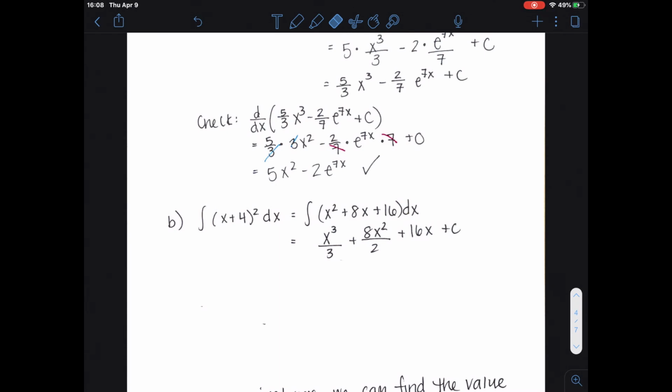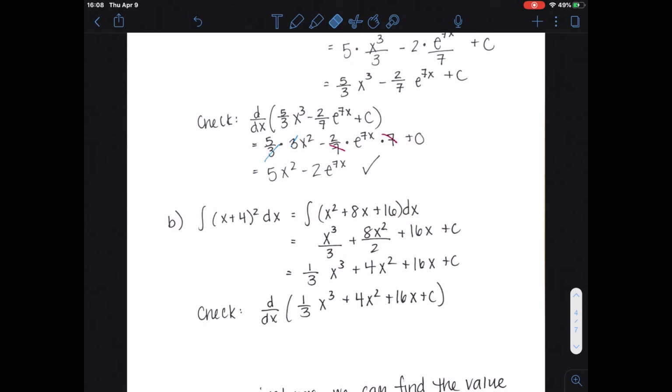Antiderivative of x to the second, x to the third over 3. 8x would be 8x squared over 2. 16 gives you 16x, and then you get a plus c. And then we can simplify it just a little bit. The 8 over 2 reduces to 4. And then we can go ahead and check by differentiating. So you just apply power rule a bunch of times, and you do indeed land with the same thing back.